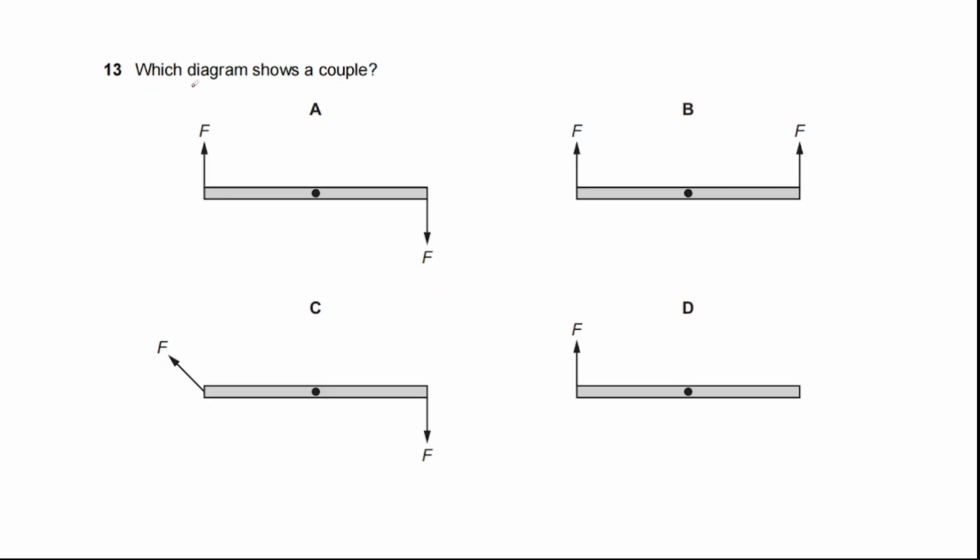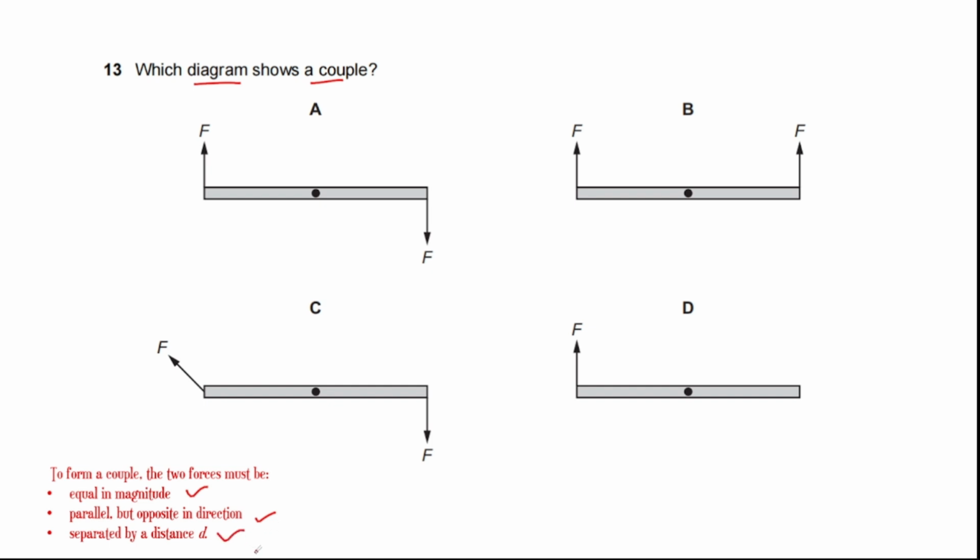Question number 13. Which diagram shows a couple? To form a couple, these conditions must be satisfied. They should be having forces of equal magnitude, parallel and in opposite direction. They must be separated with a distance.